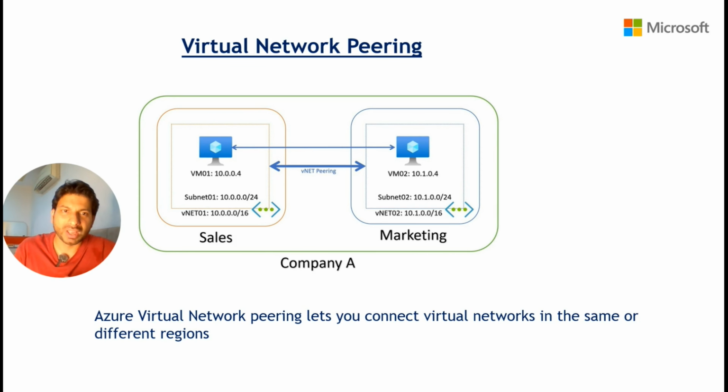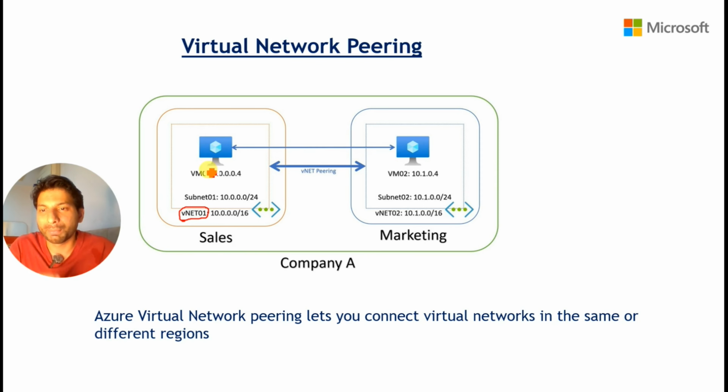Virtual network peering. Azure Virtual Network Peering lets you connect virtual networks in the same or different regions. It provides secure communication between resources in the peered networks. As you all know, the resources in the same VNet will be able to communicate with each other. For example, here, all the resources in VNet 1 will be able to communicate with each other without peering. If there are many virtual machines in this VNet 01, all of them will be able to communicate with each other without any peering.